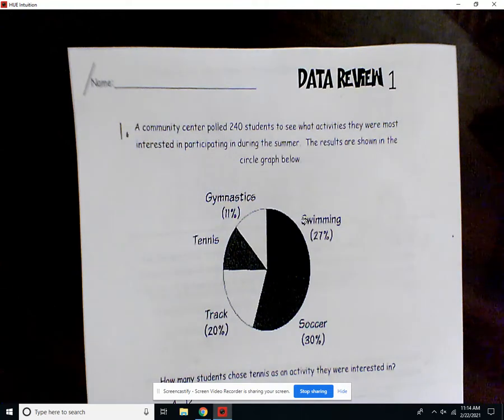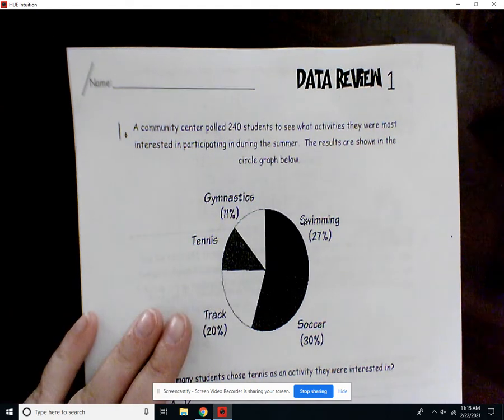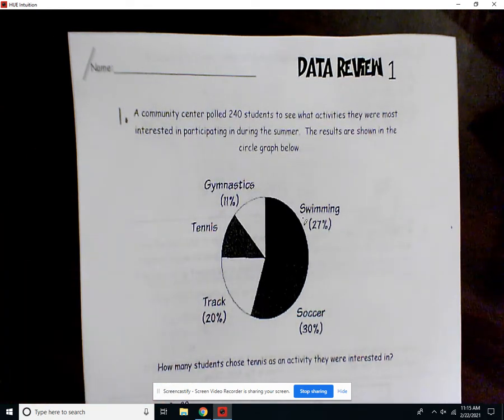To review for our test that we're going to take tomorrow. This is for Unit 4. I'm going to break this review into 3 videos, so we're going to do 5 problems at a time. There'll be 15 questions on your test, multiple choice, and it just covers everything we've done in this unit.